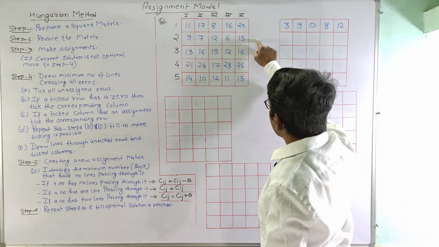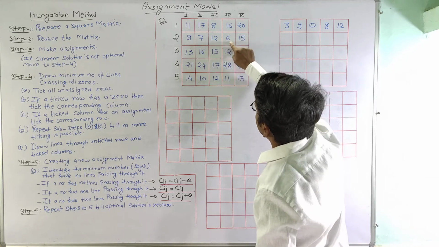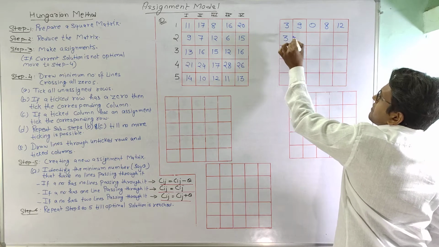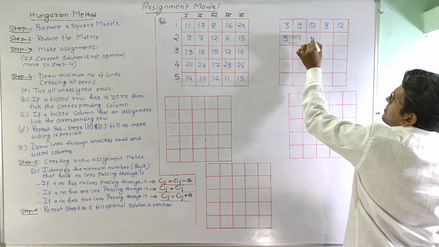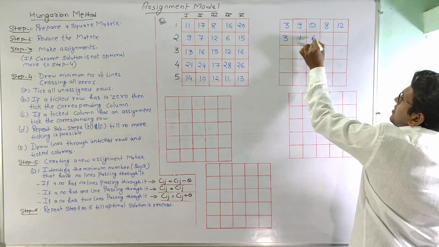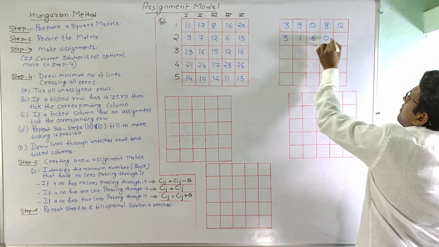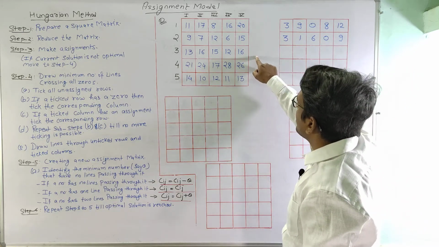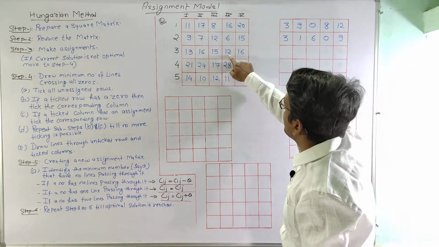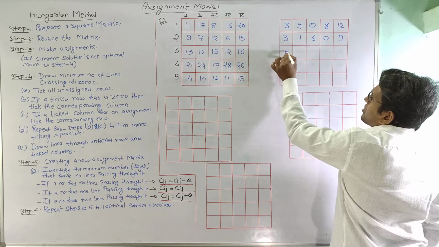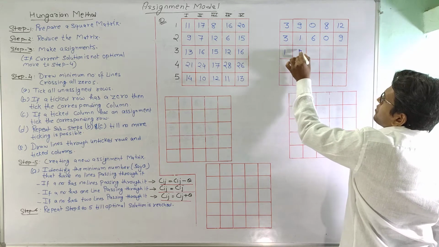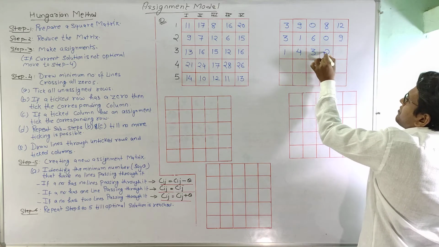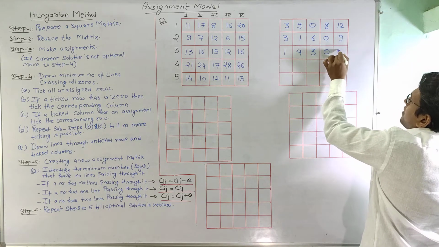Similarly, in row 2, the minimum value is 6. So 9 minus 6 is 3, 7 minus 6 is 1, 12 minus 6 is 6, 6 minus 6 is 0, 15 minus 6 is 9. For the third row, the minimum value is 12. So 13 minus 12 is 1, 16 minus 12 is 4, 15 minus 12 is 3, 12 minus 12 is 0, and 16 minus 12 is 4.